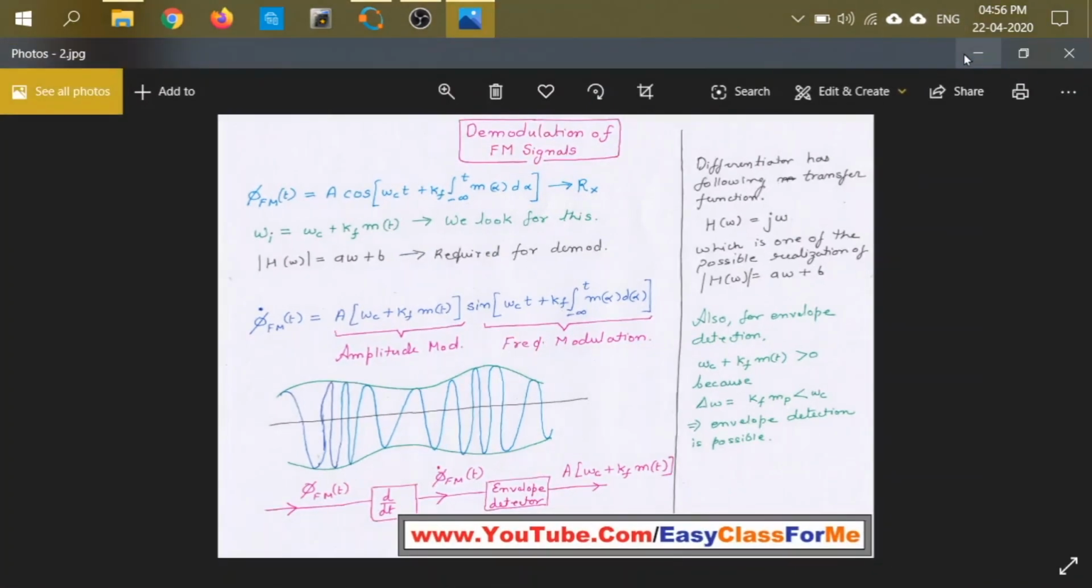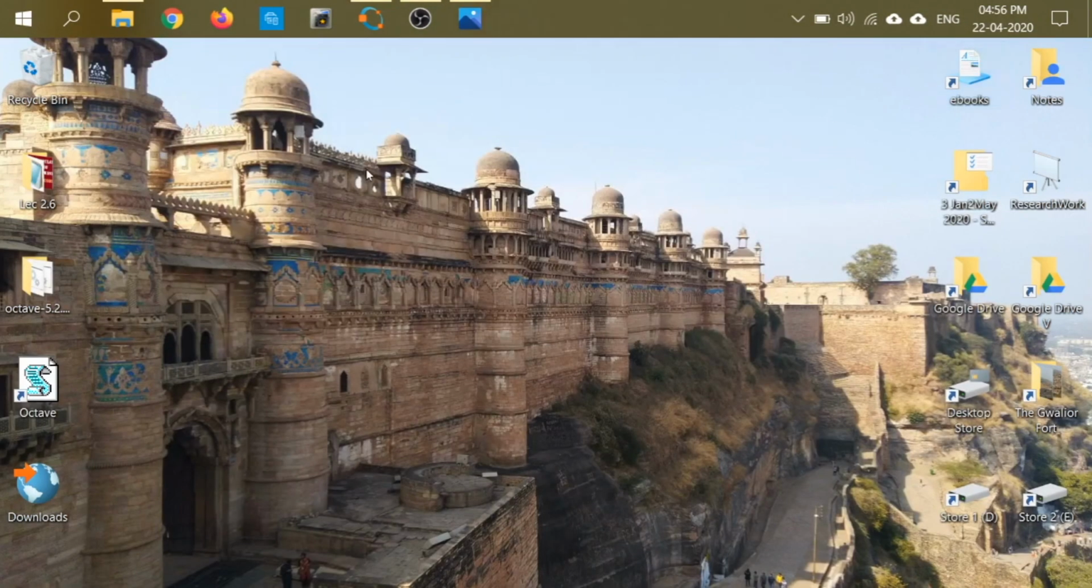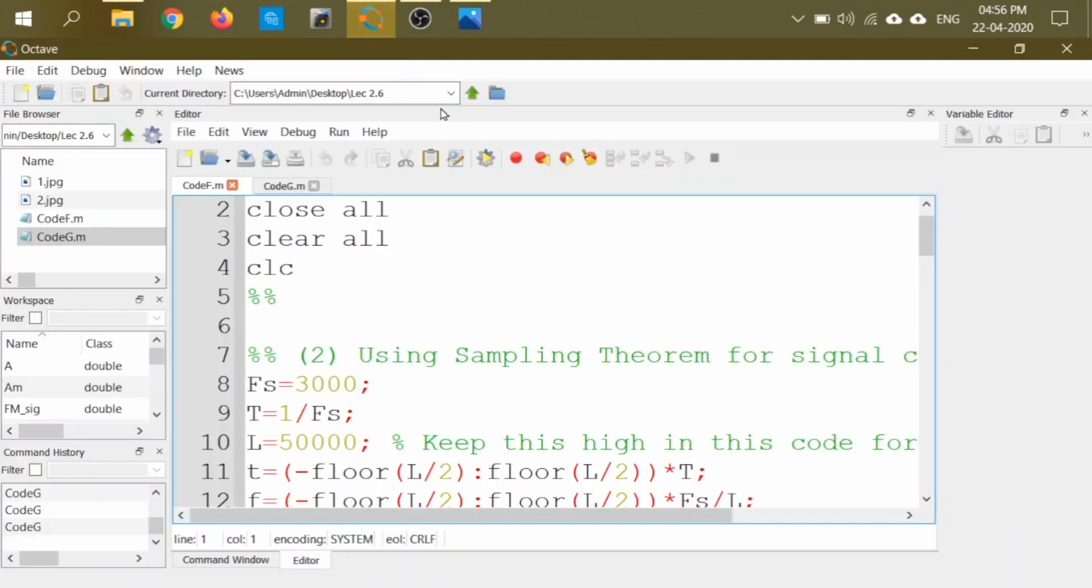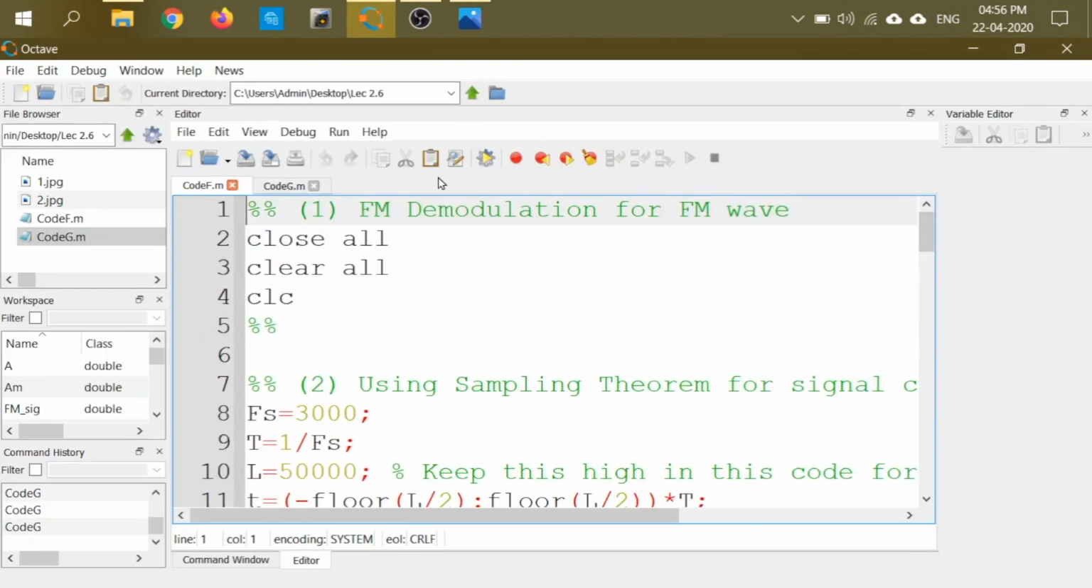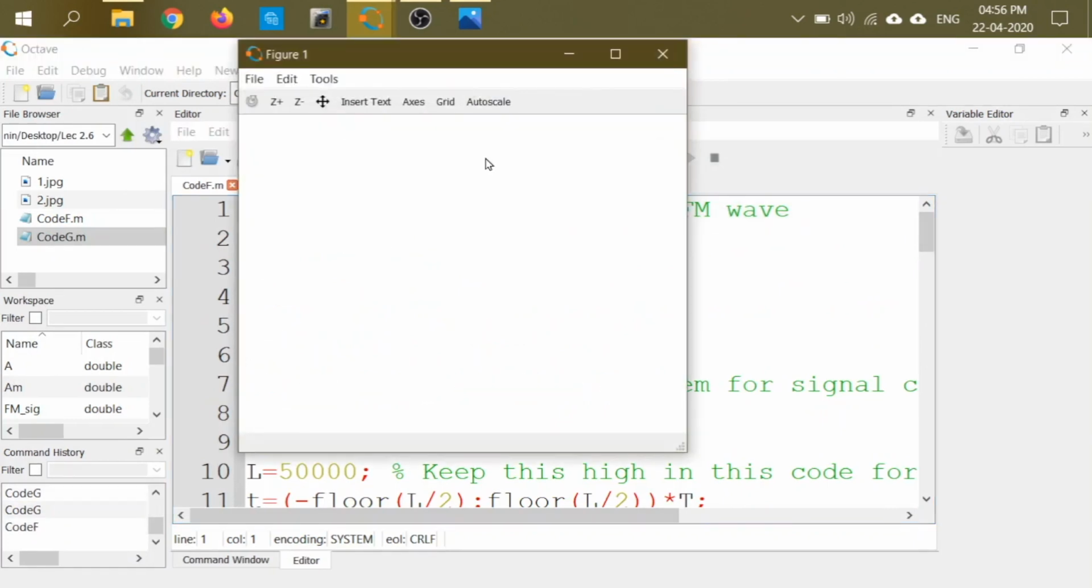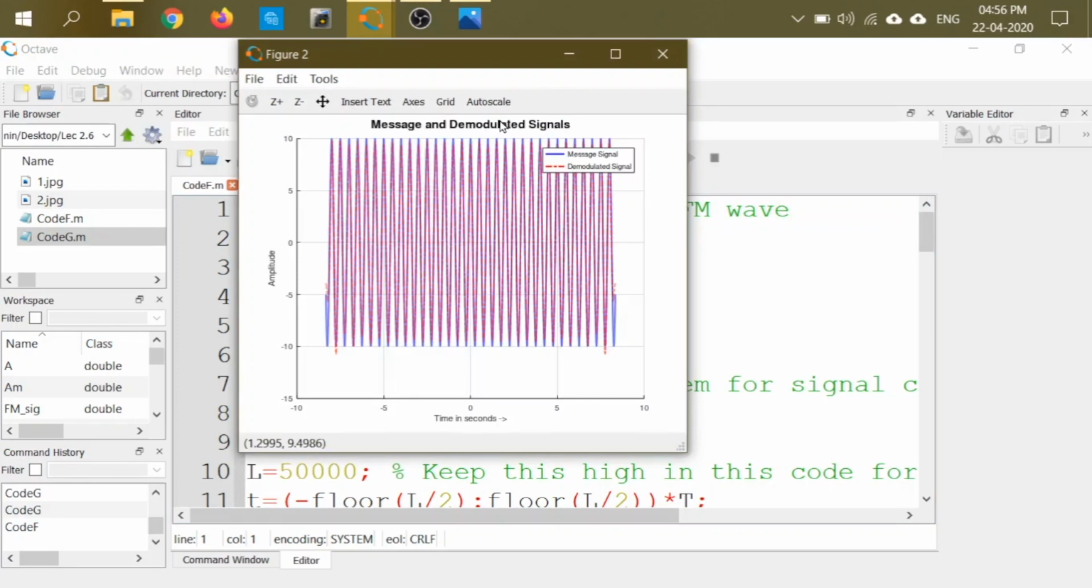So for coding again, we will go on to MATLAB Octave like coding. I'm doing this coding on Octave and I have already written these codes. We will first of all see the output and then we will understand what this code means. So let me run the code first. On running it, I get these outputs.